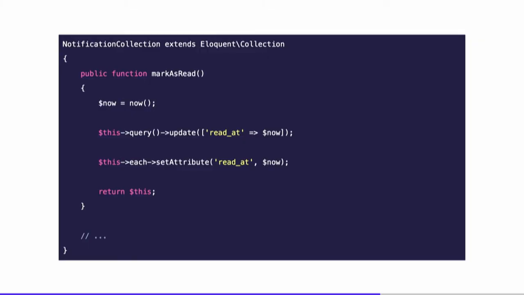So then when we want to mark all our notifications as read, we can get the current time, we can run one query to update all 100 notifications, and then in memory, we can just loop through and set that attribute. So now we've got the best of both worlds, where one database query and all our in-memory models have been updated as well. If you're doing this quite a bit, you might extract these middle lines into an update helper method on the collection. So you can just say update read_at to now, and it'll do both of those things.